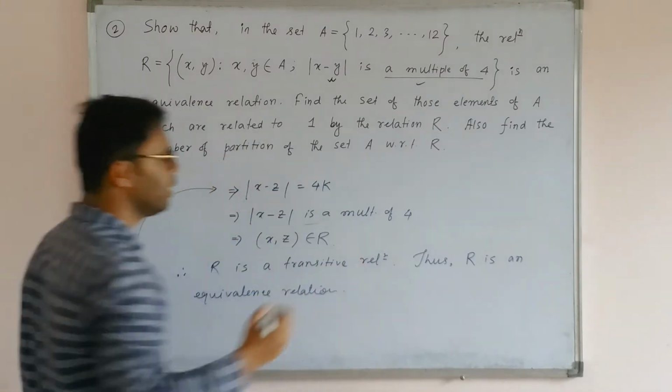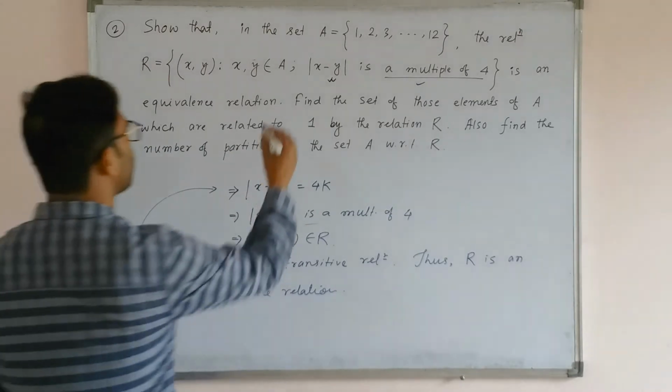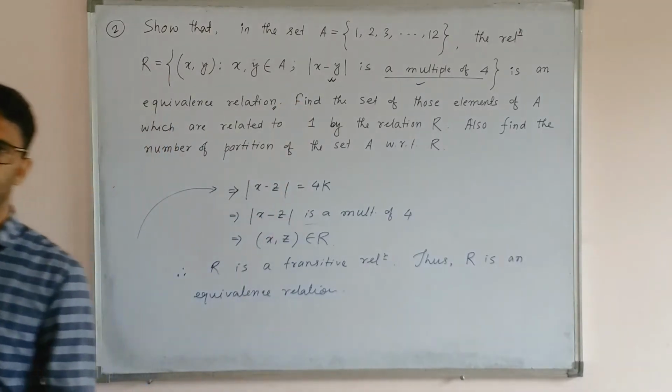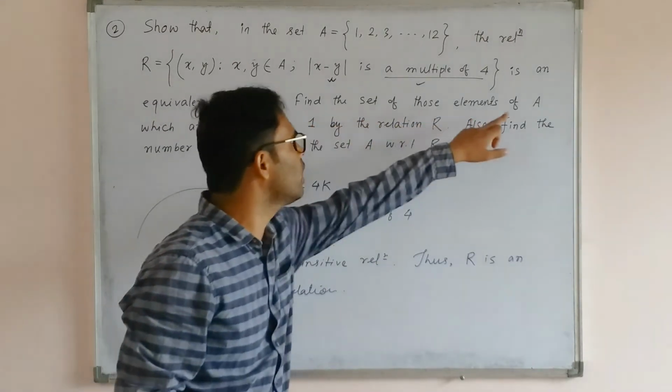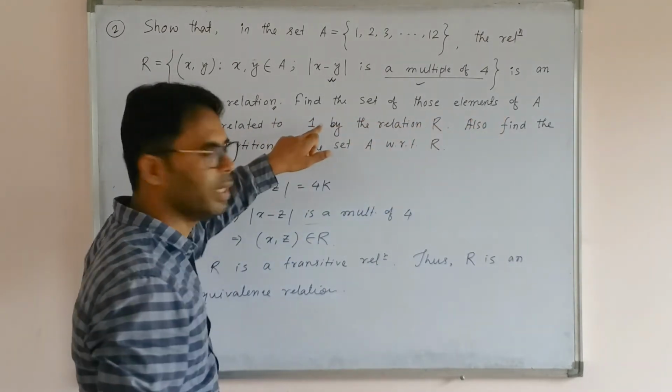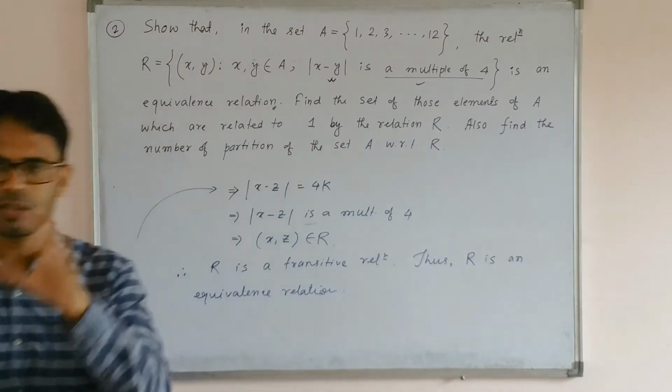So R is an equivalence relation. So the first part of the question is solved. First part complete. Now come to the second part. Find the set of those elements of A which are related to A. That is, we have to find the class of A only.